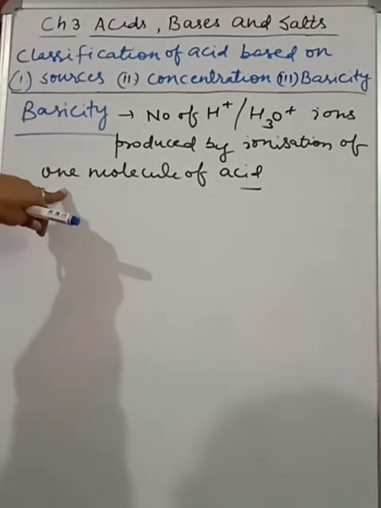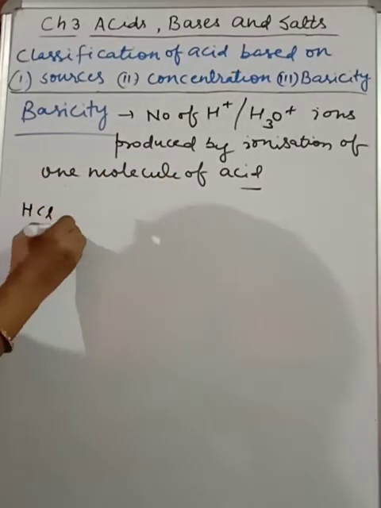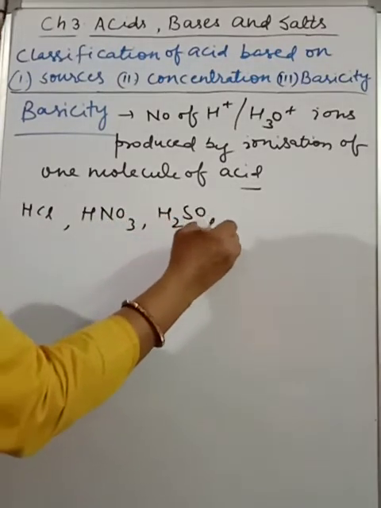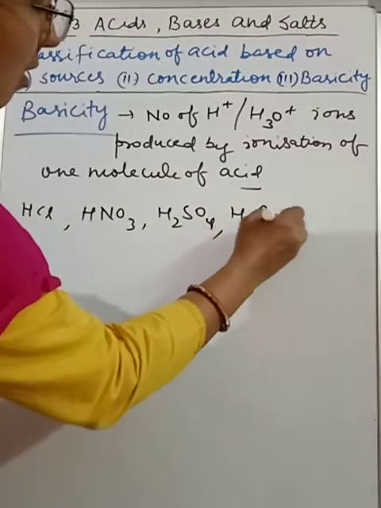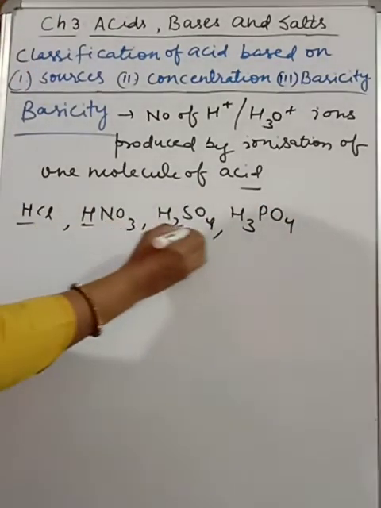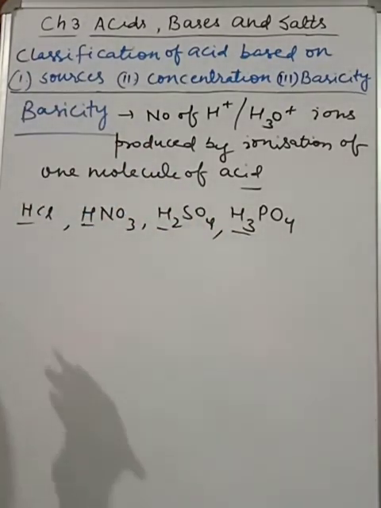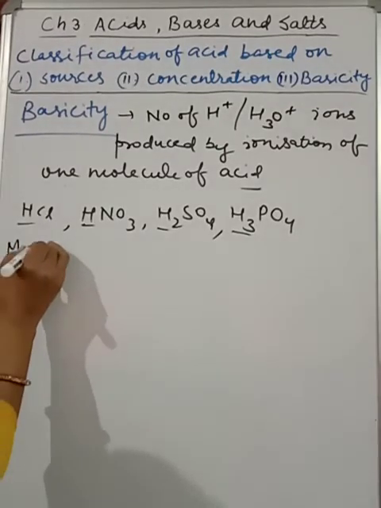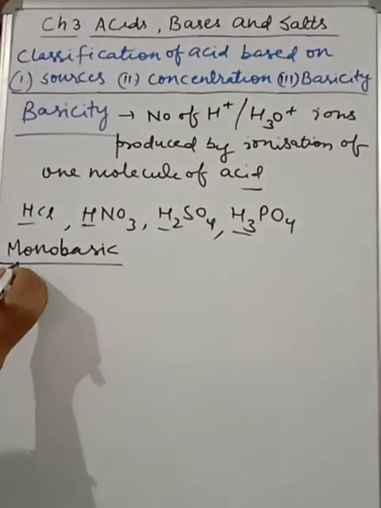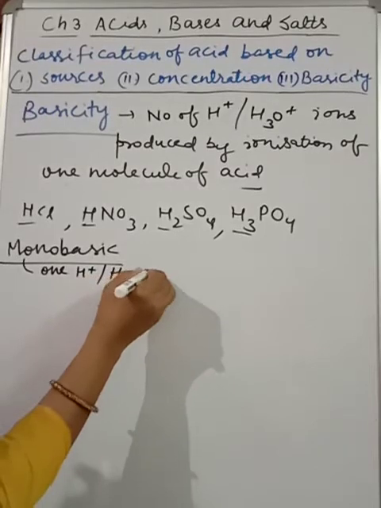You can learn it more nicely from the book. So on the basis of that, for example HCl, HNO3, H2SO4, H3PO4. In all these cases, you can observe the number of hydrogen is different. These two are similar, here different. So we are going to discuss one by one. First we think about monobasic acid. Monobasic means one H+ or H3O+.